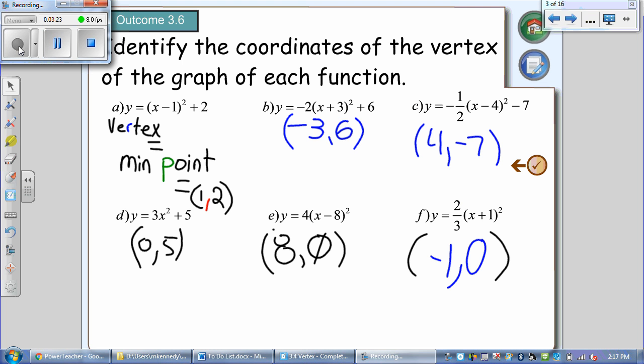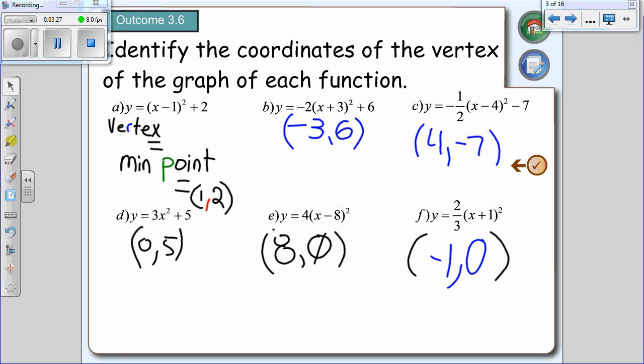So if we look at this first one, our p is just 1 and our q is 2. Our vertex happens to be 1 and 2. Not a coincidence. It works that way every time. The x, the p value switches, so it looks like -1, but it's actually just 1. And then the q is simple. That one matches up nicely.